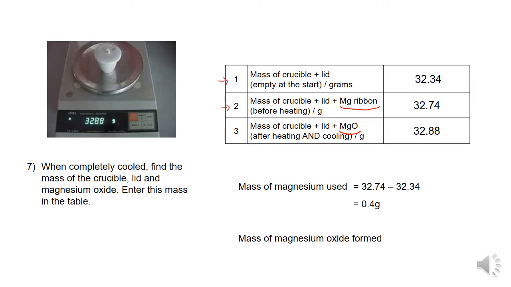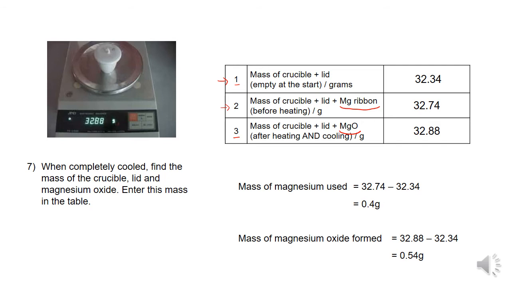The mass of magnesium oxide formed is going to be the third value here, which is the crucible lid and magnesium oxide afterwards, minus the first value, the empty crucible and lid. So it would be 32.88 minus 32.34, and that is how much magnesium oxide formed, 0.54 grams.